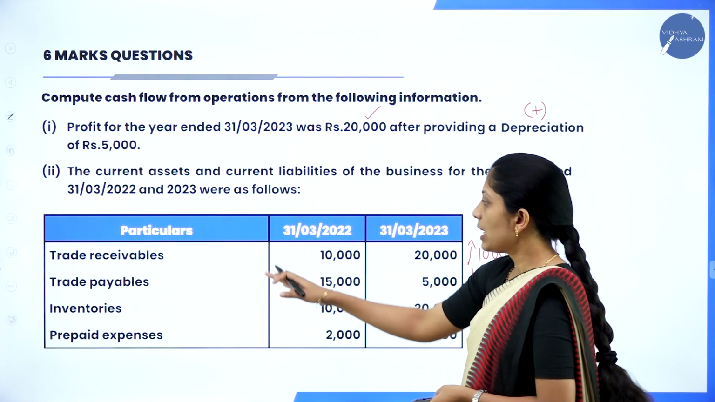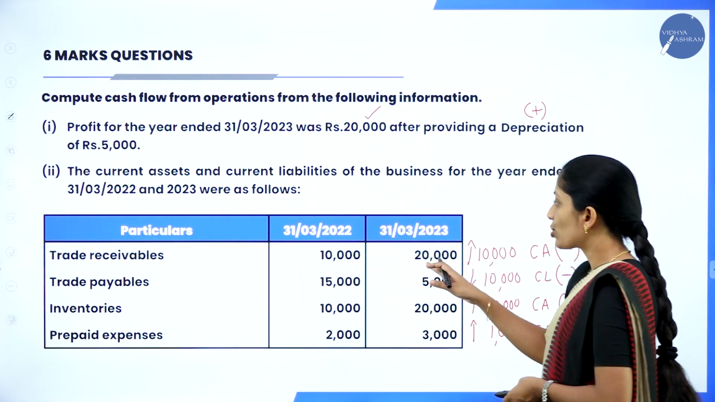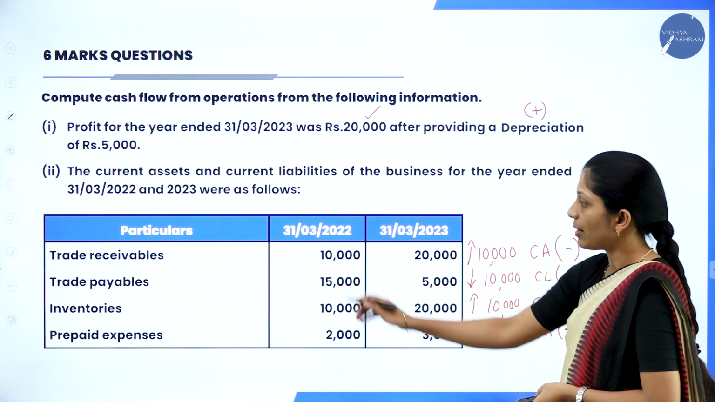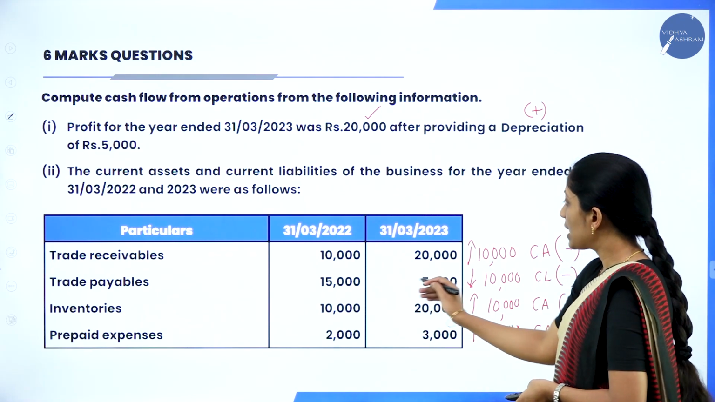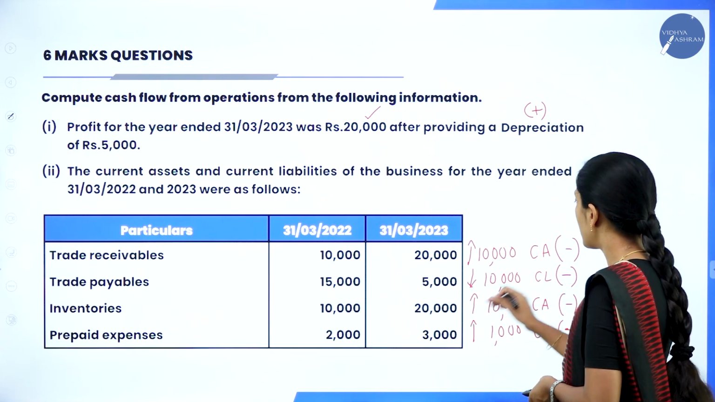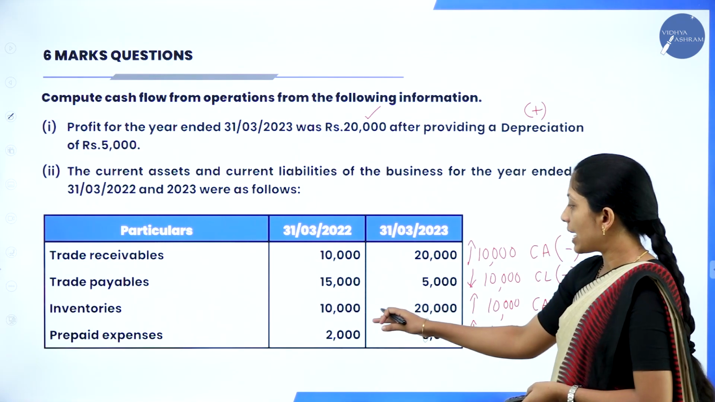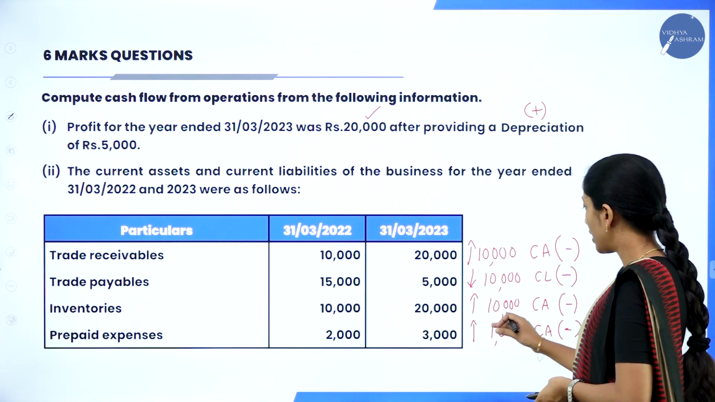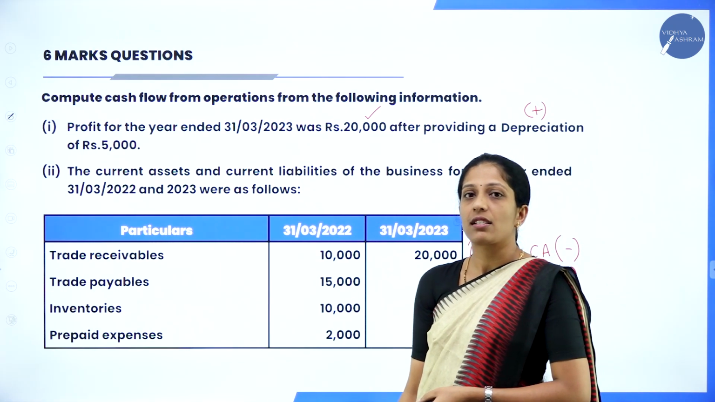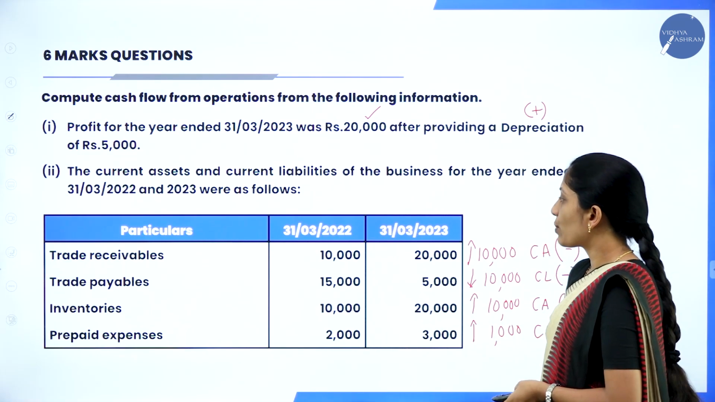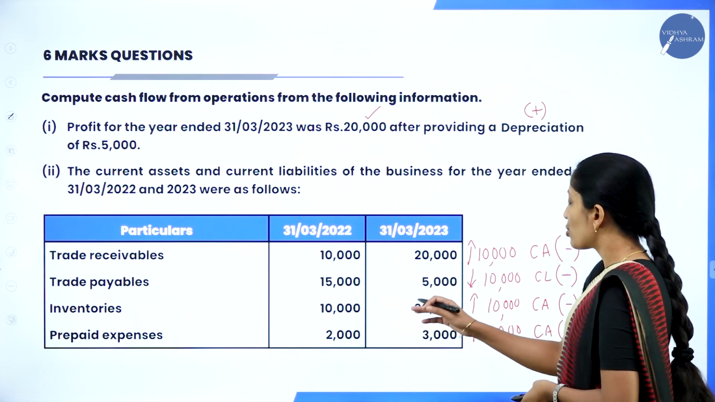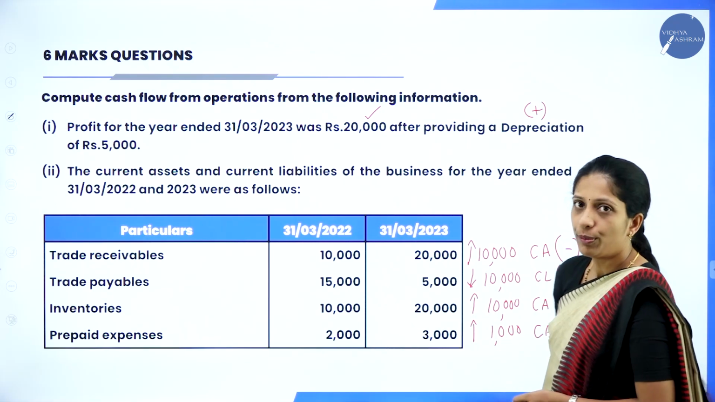Once again I will repeat. Trade receivable is a current asset. 10,000 it has increased. Increase in current asset, you have to minus 10,000. Trade payable is current liability. It has decreased. So decrease in current liability, minus 10,000. Inventories is a current asset. It has increased by 10,000. You have to minus. Prepaid expenses is an asset. Earlier it was 2,000, now it is 3,000. So 1,000 it has increased. So increase in asset we have to minus.